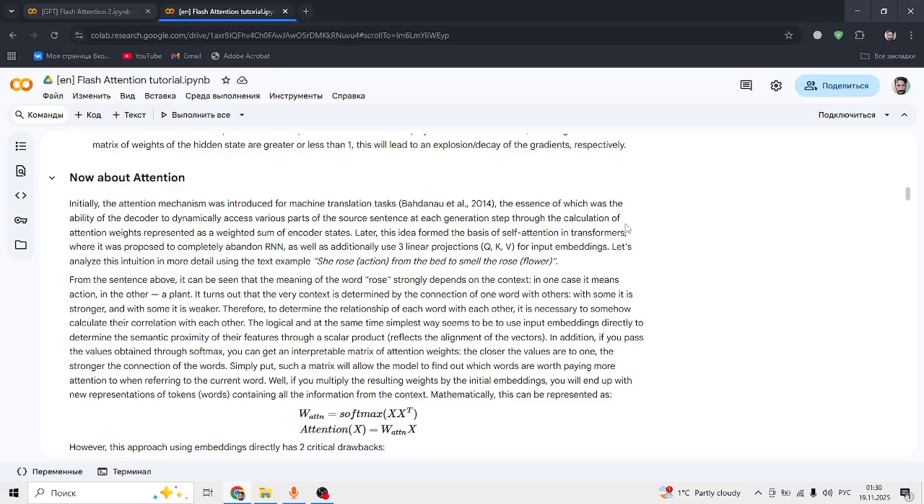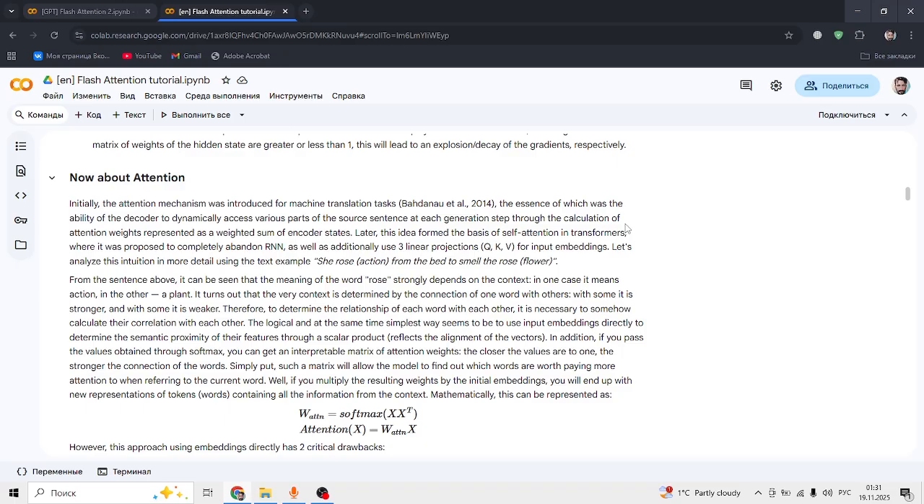Maybe now you don't understand anything, but we will look at this in more detail in several seconds. But this idea lay at the base of creating attention mechanisms.